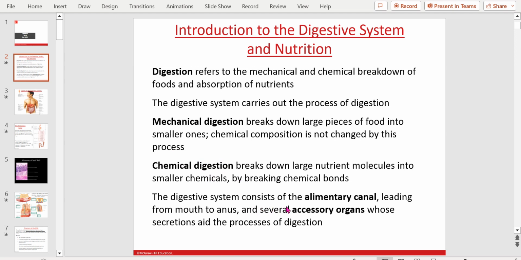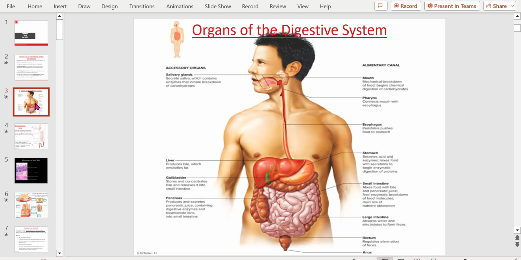The digestive system consists of the alimentary canal. Basically, this is from rooter to tutor, from mouth until anus. There are several accessory organs in between that assist in the process of digestion. So here's your alimentary canal. Basically, it is one big lumen, L-U-M-E-N. A lumen is just a tube, and the whole digestive tract can be removed completely in one shot.